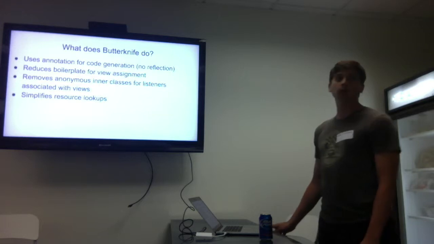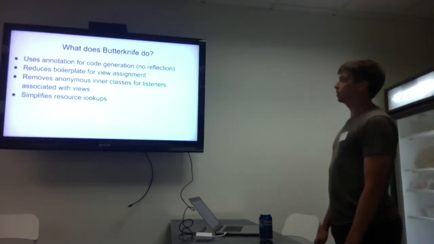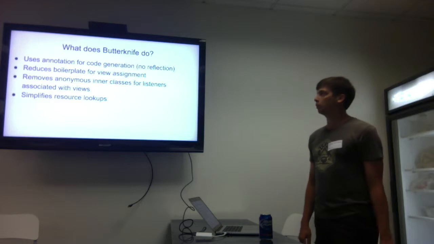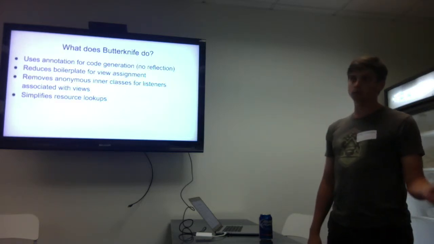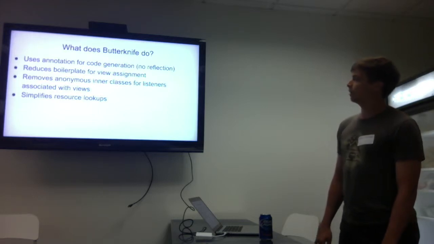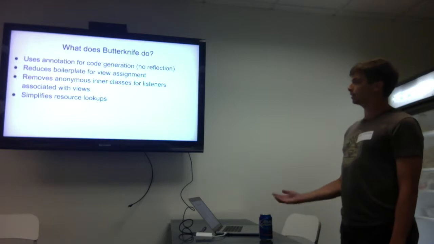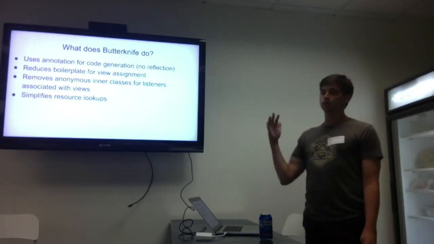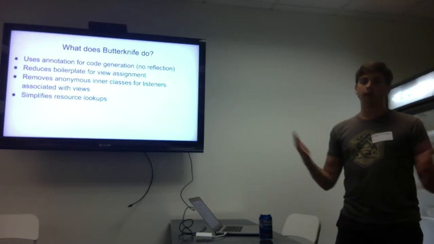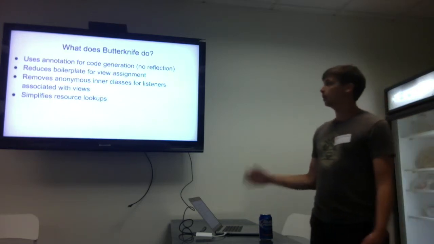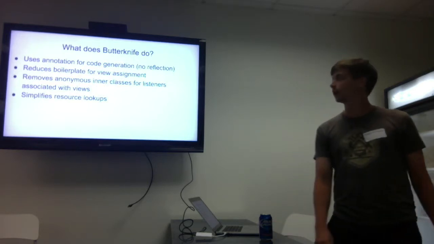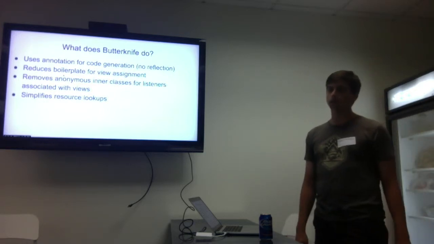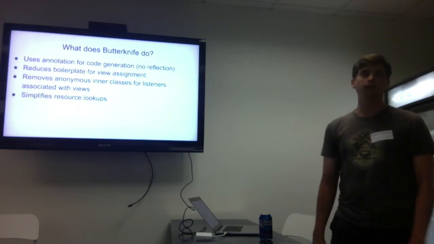Okay, so what does Butterknife do for the people who don't use it? It uses annotation for code generation, and it doesn't use reflection, so it's quick. The main way I like thinking about Butterknife is as a boilerplate reduction library. It removes code that you have to write, and it'll do stuff automatically for you. Another cool feature is that it removes anonymous inner classes for listeners associated with views. So that's your on-click listeners, on-item selected listeners, a bunch of listeners that are associated with views. Any type of interaction really has a listener with it. That's what views are for. So it has some sort of handling for all that. It also simplifies resource lookup. So when you want to get a drawable resource or integer resource, it will make it a lot easier for you.